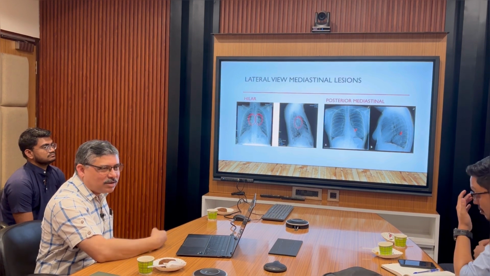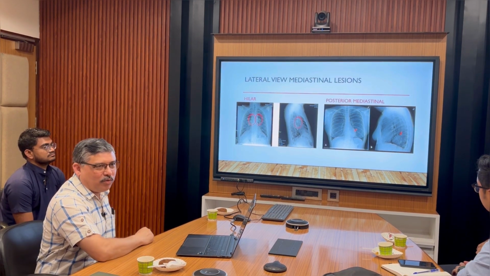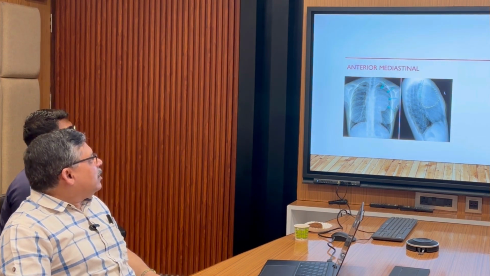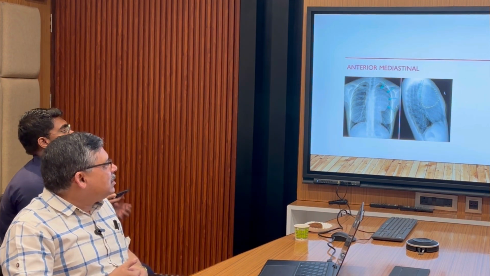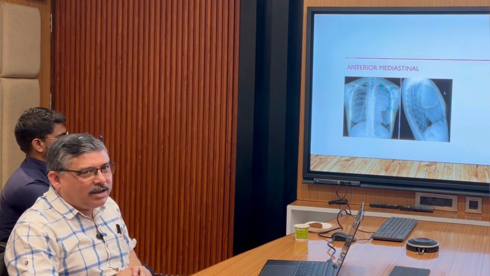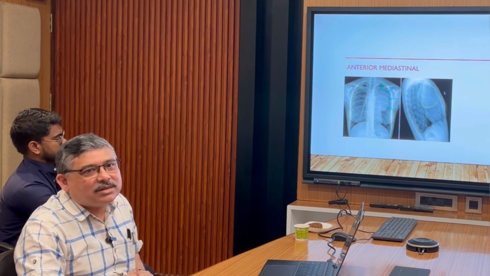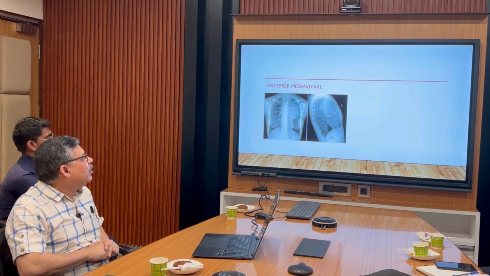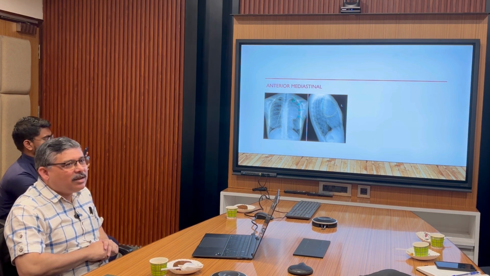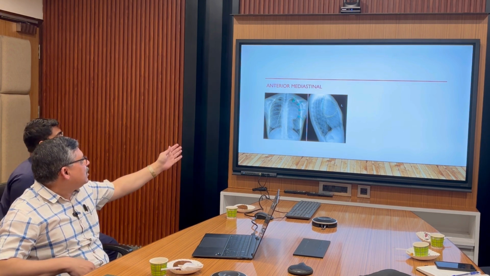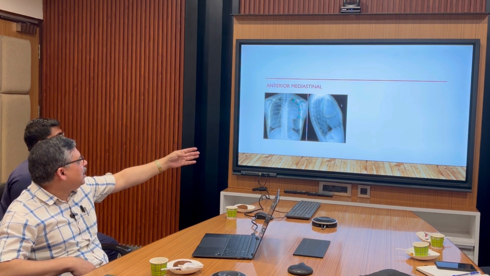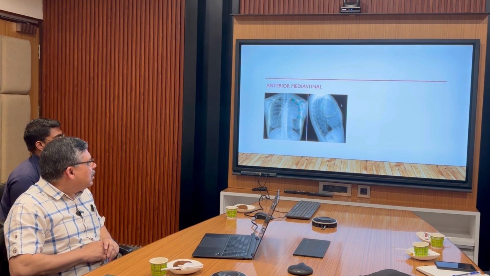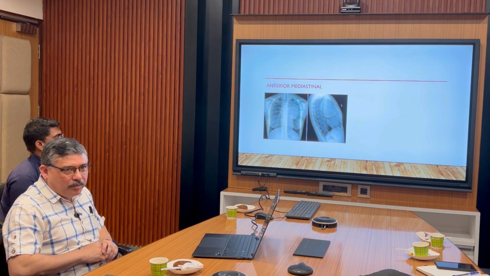Your differential diagnosis will completely narrow down to a few. Here it looks like a lung mass. Here it looks like an anterior mediastinal mass. In a lateral view, this is the anterior, this is the anterior mediastinal mass. This is how you see it in an X-ray, a PA view and a lateral view.